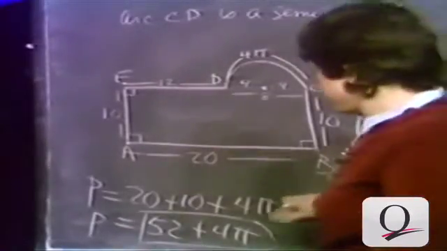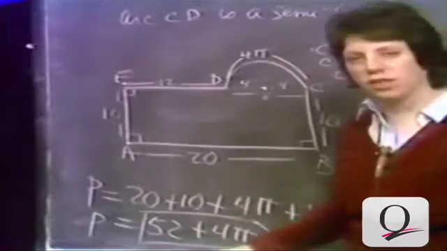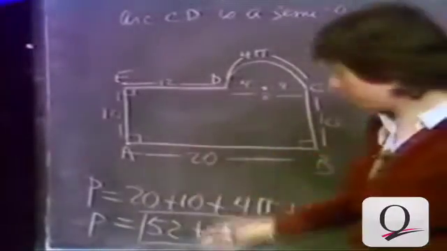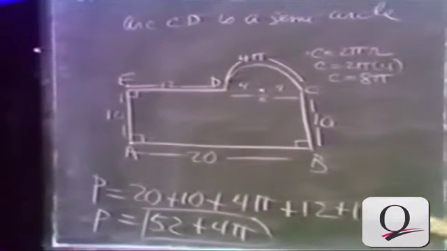That is not 56 pi. If it was 52 pi plus 4 pi, that would be 56 pi. This is 52 separate plus 4 times pi, pi being a number a little over 3.